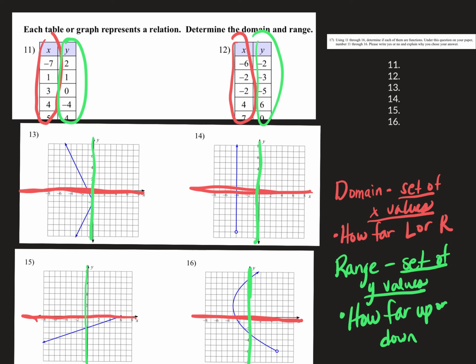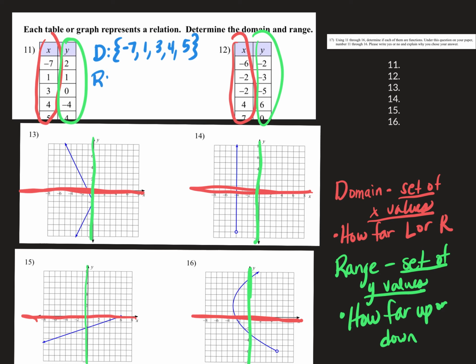Okay, so let's go back to number 11. The domain for number 11: you should put them in numeric order from smallest to largest. So -7, 1, 3, 4, 5. They should be surrounded by braces. That is the domain. It's the set of x values.